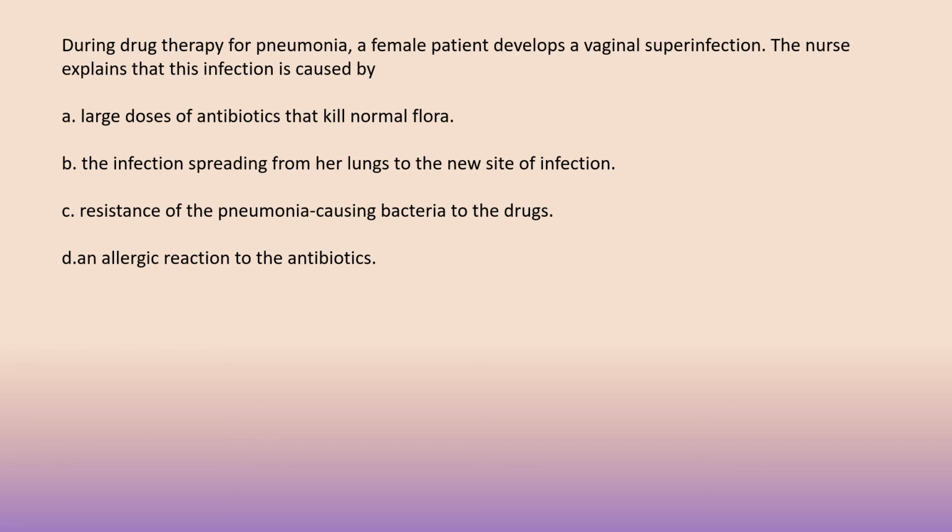A female patient develops a vaginal superinfection. The nurse explains that this infection is caused by A. Large doses of antibiotics that kill normal flora. B. The infection spreading from her lungs to the new site of infection. C. Resistance of the pneumonia causing bacteria to the drugs. D. An allergic reaction to the antibiotics.